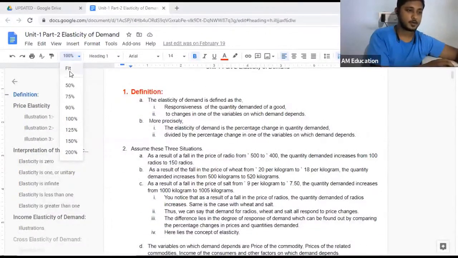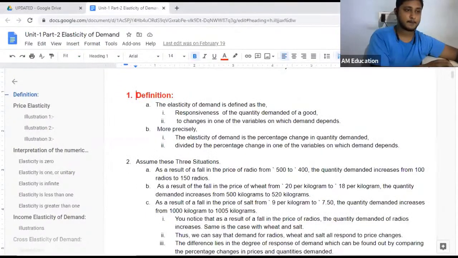So what is the elasticity of demand? The elasticity of demand is defined as the responsiveness of the quantity demanded of a good to changes in one of the variables on which demand depends. Elasticity of demand is defined as the responsiveness of the quantity demanded.